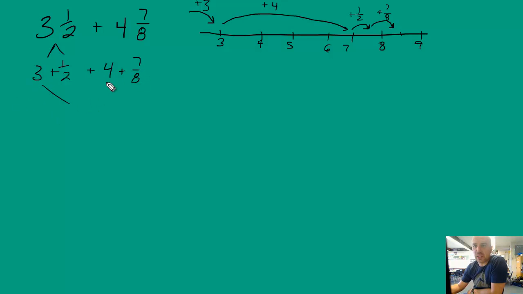I'm going to take my 3 and my 4, put them together to get 7, and then I'm going to add in my fractions. I got 1/2, and I got 7/8. Now looking at that, I don't need to multiply 8 by 2. I could do that. I could work with 16ths here if I really wanted to. I could make everything 16ths. I think it's easier if I just keep this 7/8 the same and change my 1/2 into 8ths. And so that's what I'm going to do.